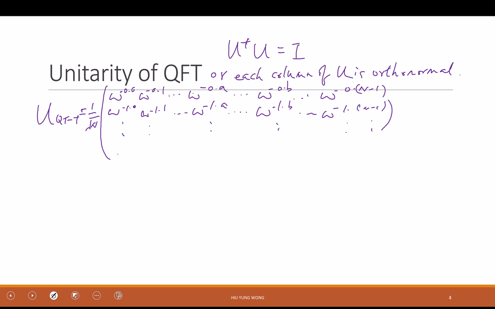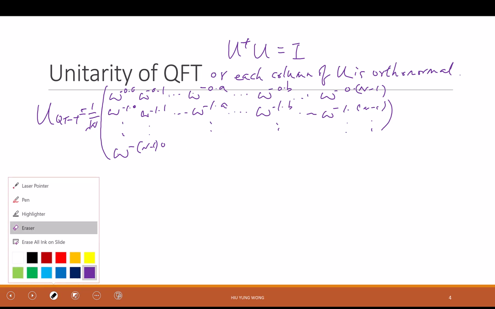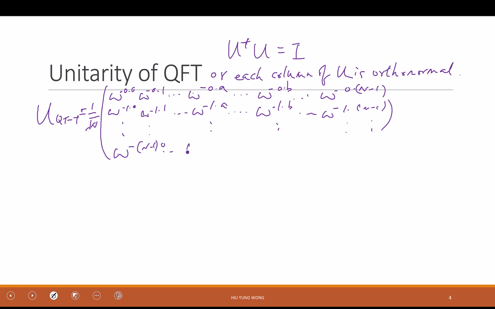Eventually, what is the last row? It is omega to the n minus 1 times 0, omega to the n minus 1 times 1. I won't write all of this because I don't have space. I just write omega to the n minus 1 times a, because it's the ath column, omega to the n minus 1 times b. What is the last one again? Omega to the what?